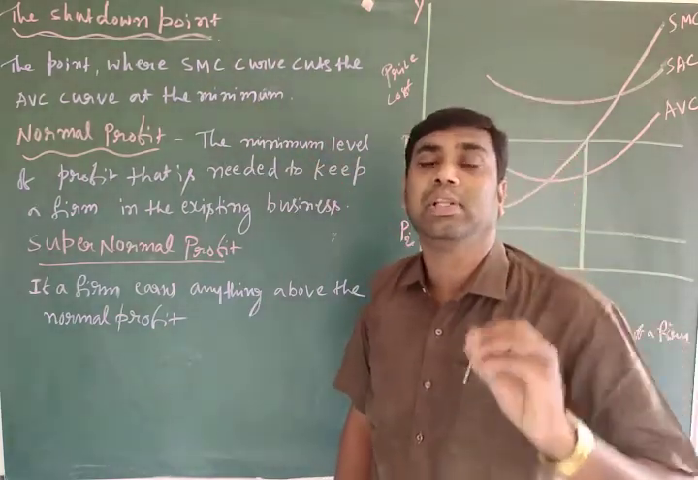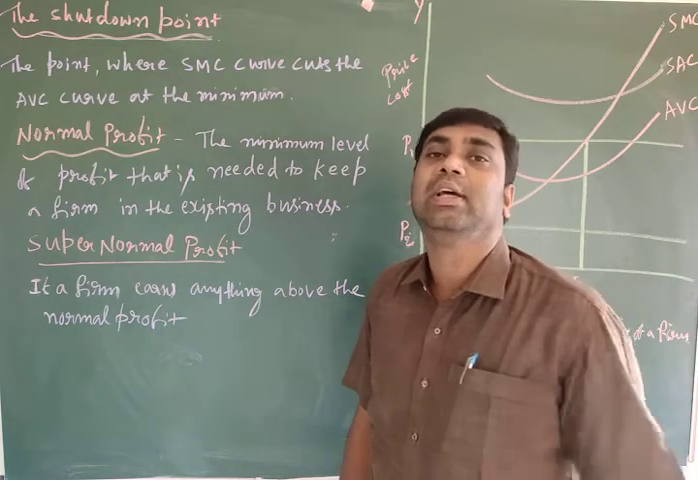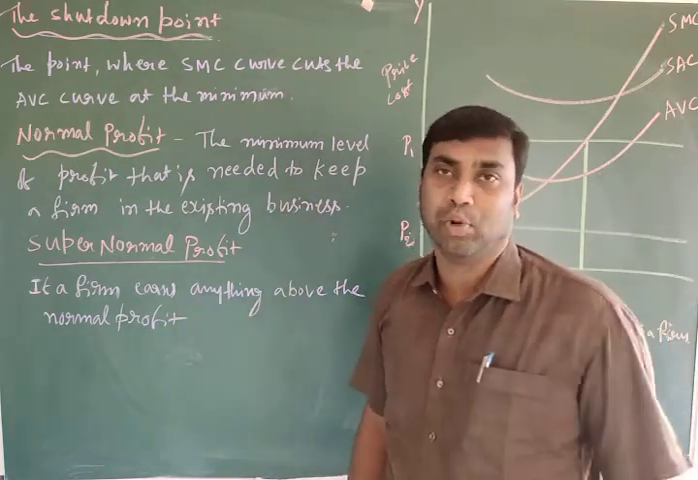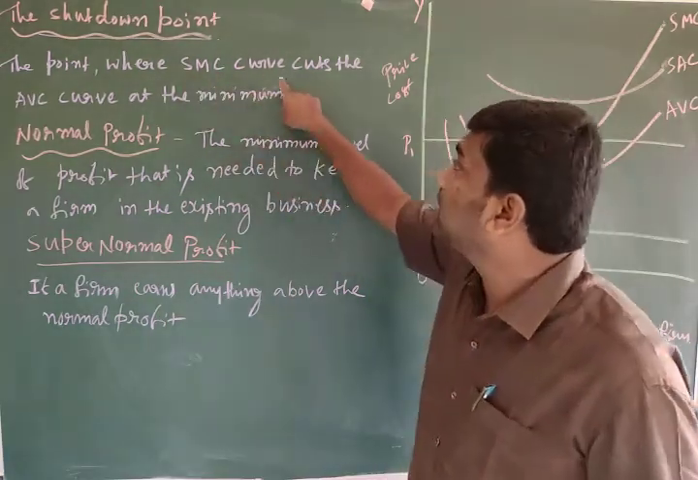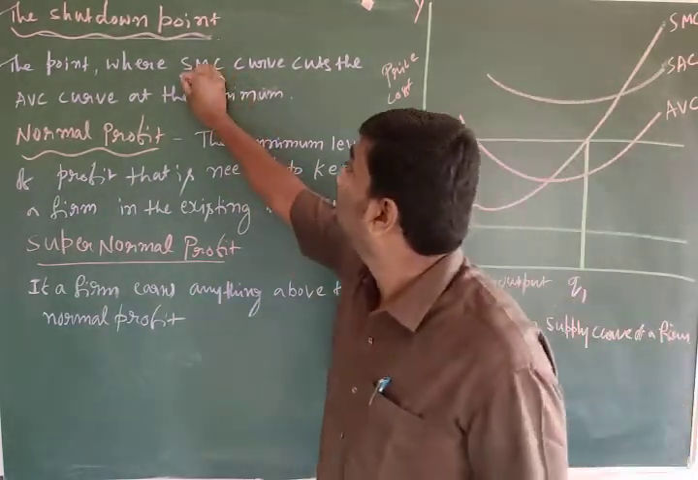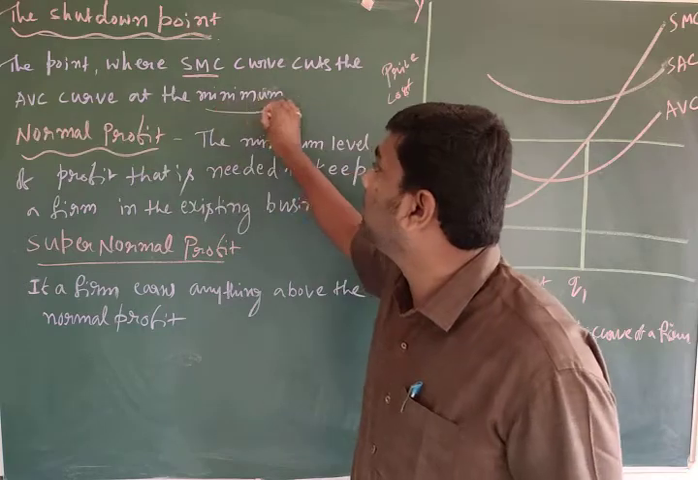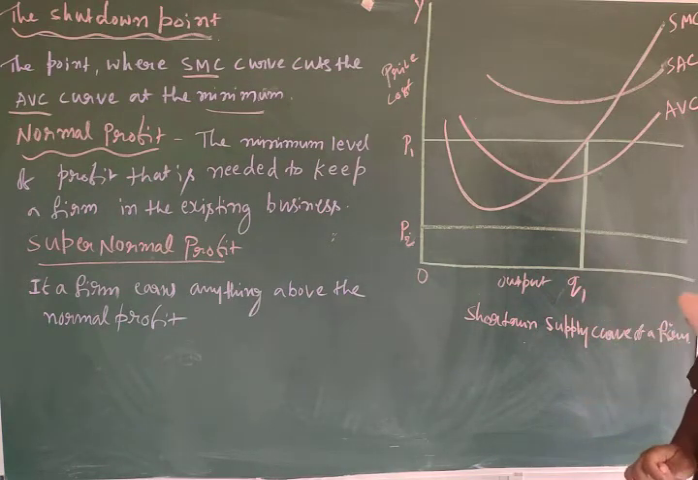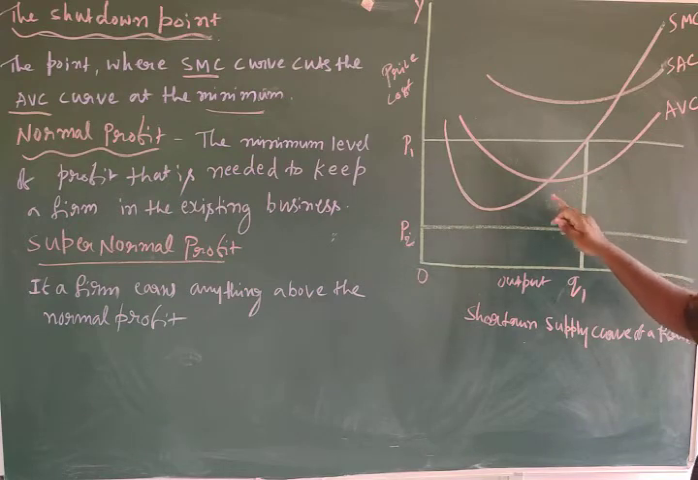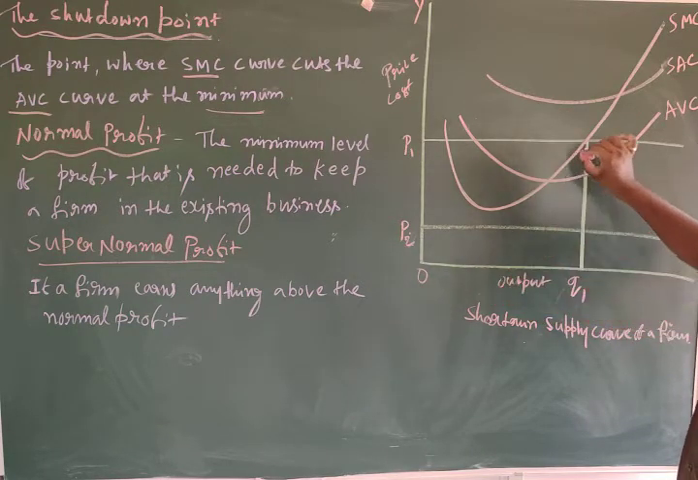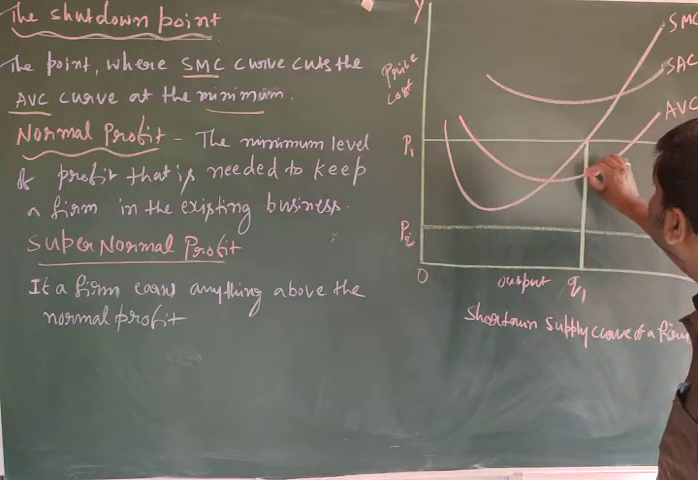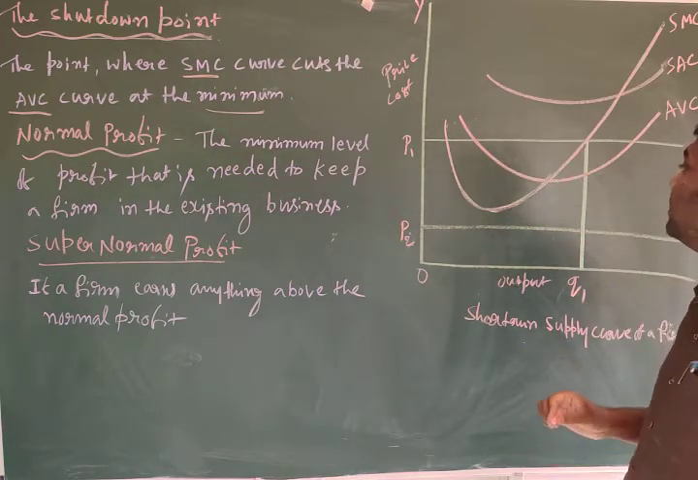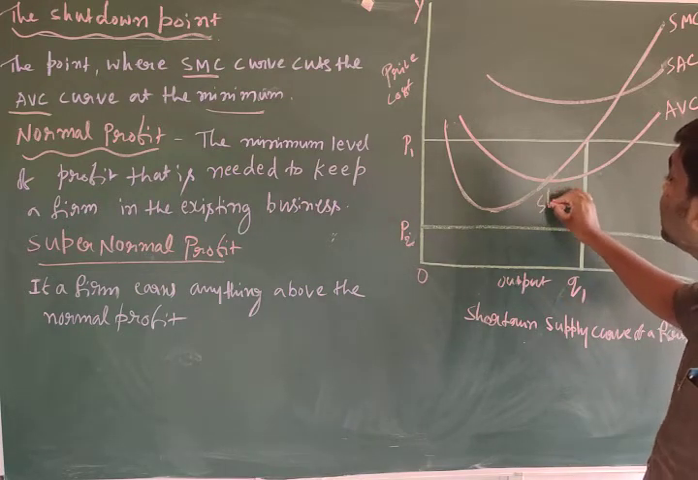Shutdown point. What is the meaning of shutdown? This word you have heard with computers: shutdown means completely switching off, all programs off. That is the shutdown point. So the shutdown point is where the SMC curve cuts the AVC curve at its minimum. You have to observe here, the SMC curve always cuts the AVC curve at the minimum point, from below. This is called the minimum point, and we can consider this as the shutdown point.